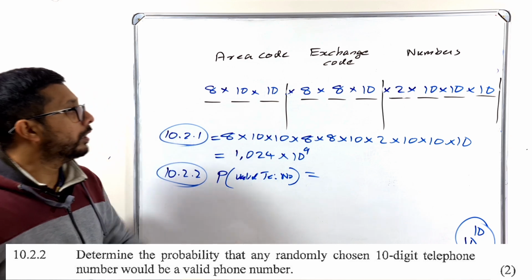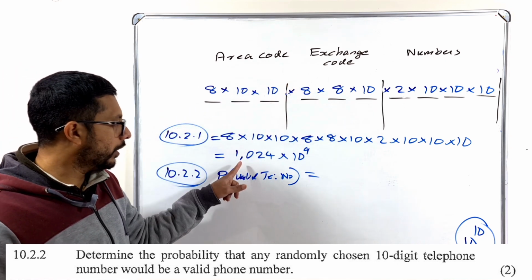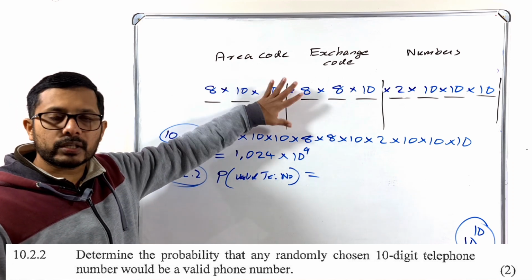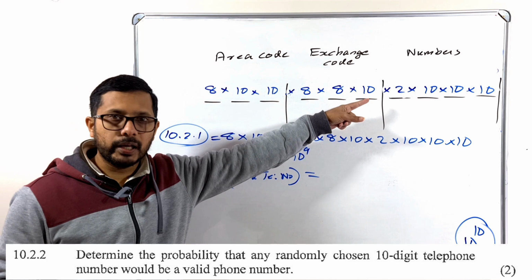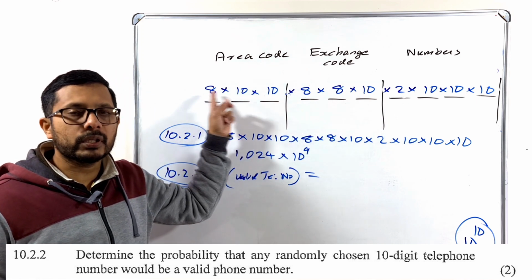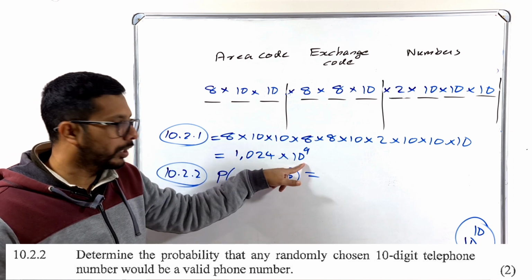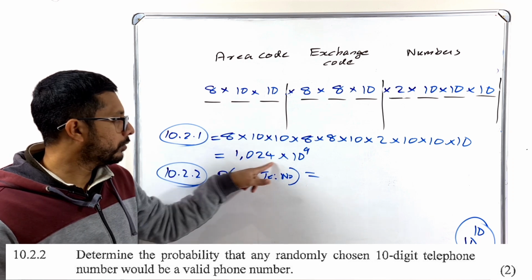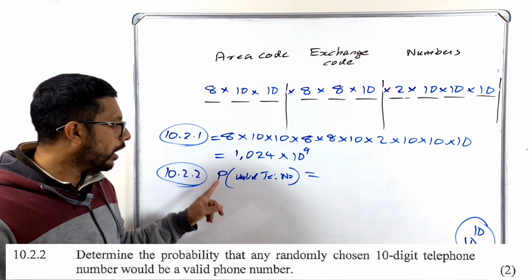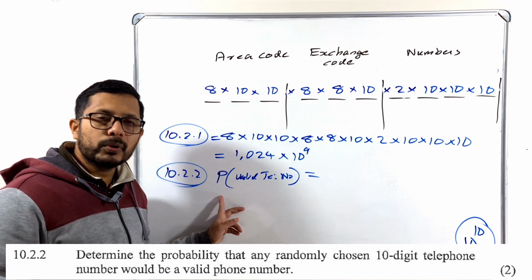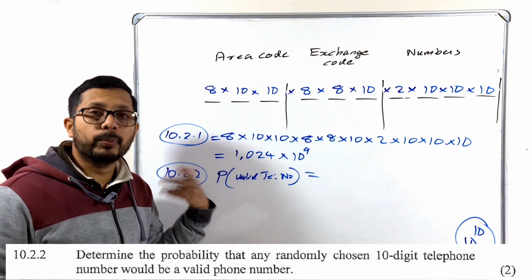So these are the restrictions applied for a valid telephone number. After these restrictions are applied, how many options do we have? 1.024 times 10 raised to 9. Now in this question we have to find the probability of a valid telephone number.